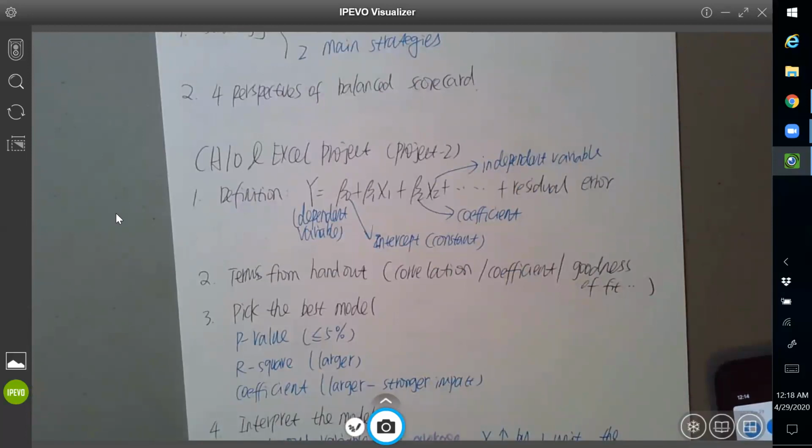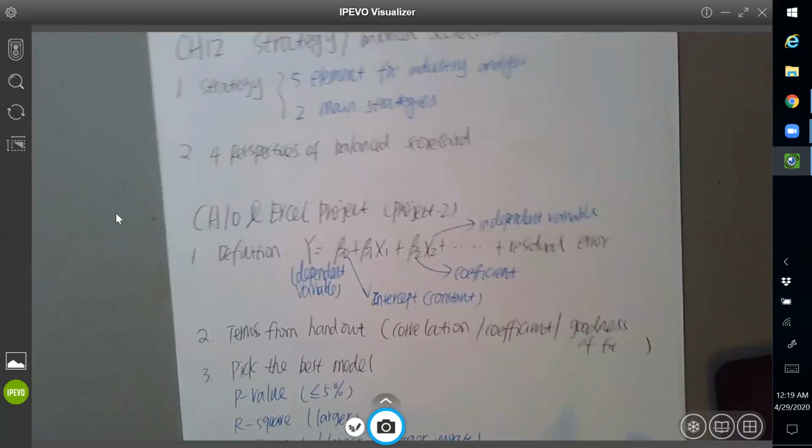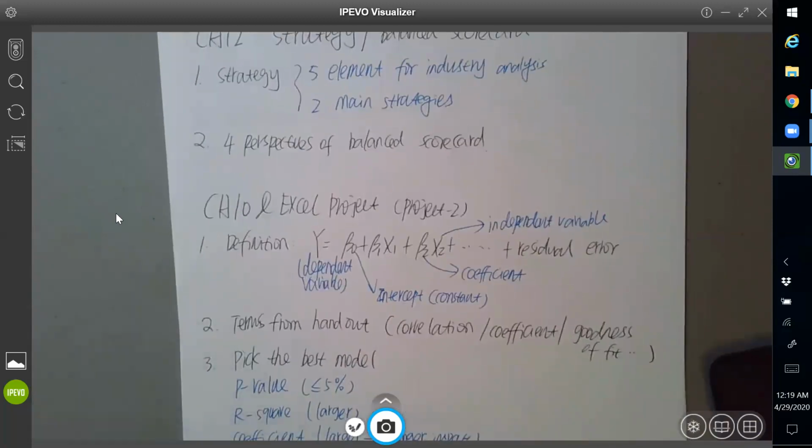So for strategy, there are 5 elements for the industry analysis. I don't want to read them, but basically it's the current competition, equivalent product, and then the possible entrance into the industry, bargaining power of suppliers, and bargaining power of your customers, right? And then the two main strategies, you definitely have to know those: cost leadership and product differentiation strategy. So make sure you know the meaning of those strategies.